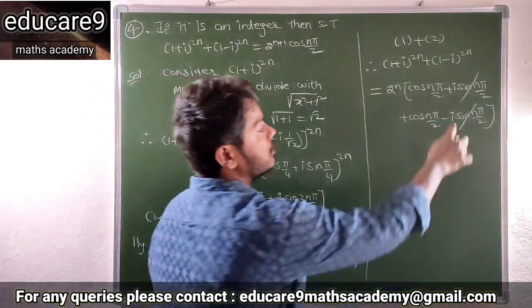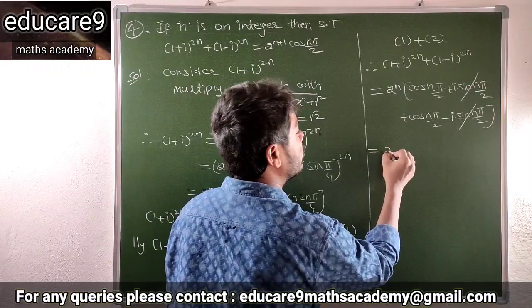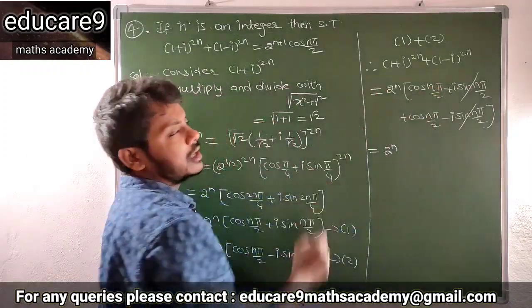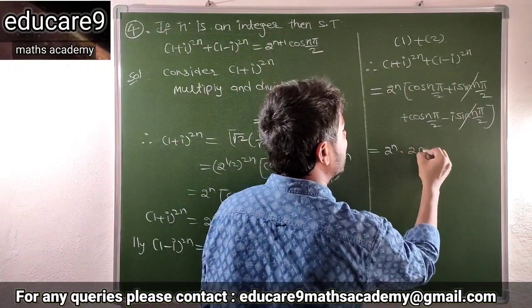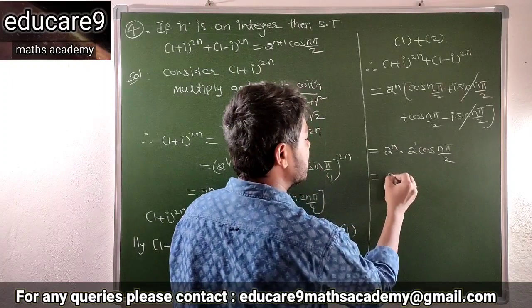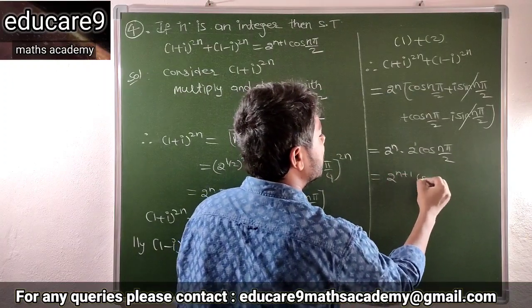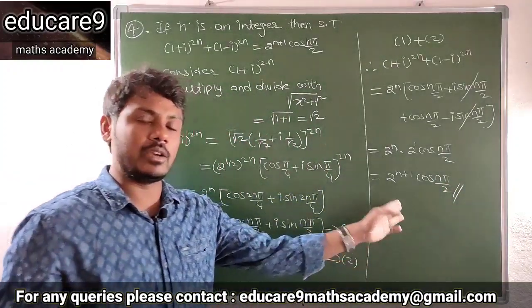So clearly here these imaginary terms cancel. You will get 2 to the power of n into (cos n pi by 2 + cos n pi by 2), that is 2 cos n pi by 2. So clear, this is 2 to the power of n plus 1 cos n pi by 2. So this is the required answer.